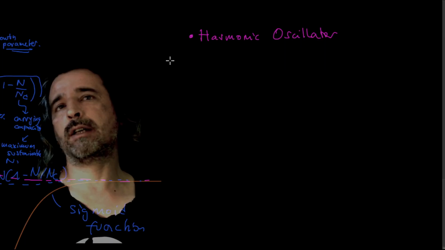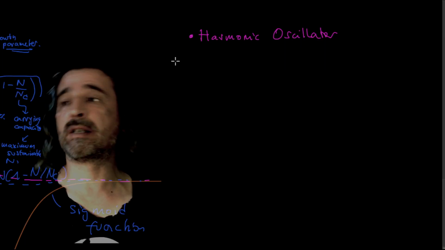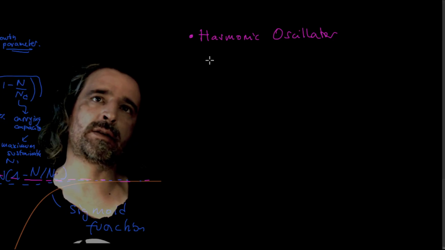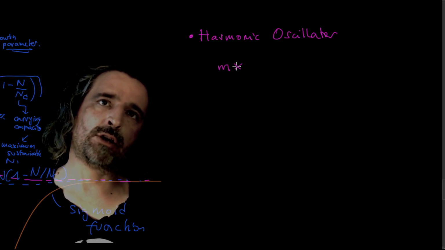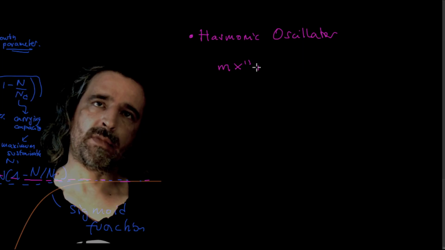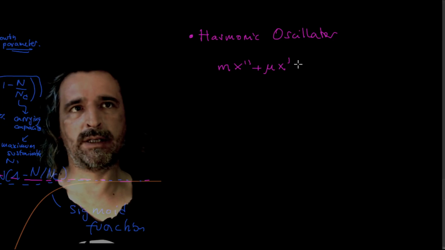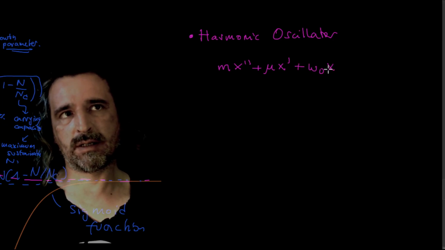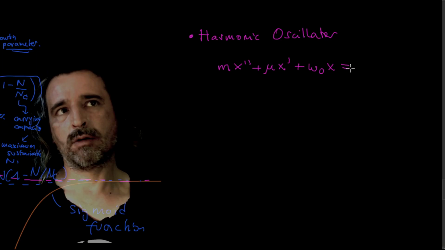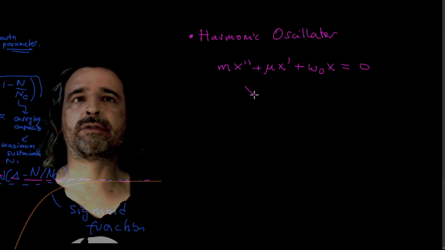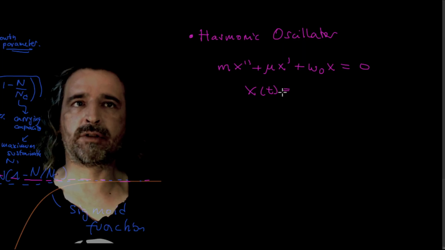The harmonic oscillator equation is great because it really summarizes a lot of physics. m x double prime plus mu x prime. Some people put a 2 here, plus omega naught squared x. I don't like doing that, equals 0. Now x of t is called the displacement from the equilibrium position.